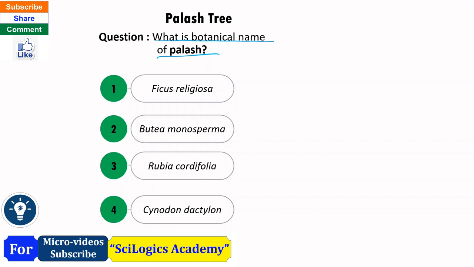Let's see the correct answer. Ficus religiosa is the wrong answer. Butea monosperma is the correct answer. So Rubia cordifolia is the wrong answer. Cynodon dactylon is the wrong answer.